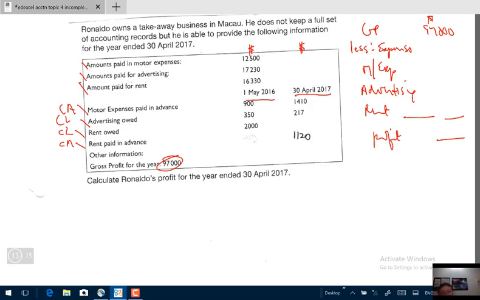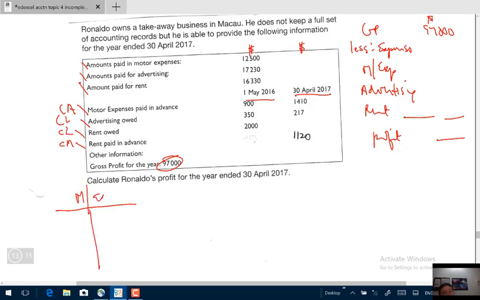Obviously, we have to open three accounts. Let's open a motor expenses account. You can refer to the template that I put up in the earlier videos. Advertising, remember, but with a little bit of practice and listening to what I say, you should be fine.